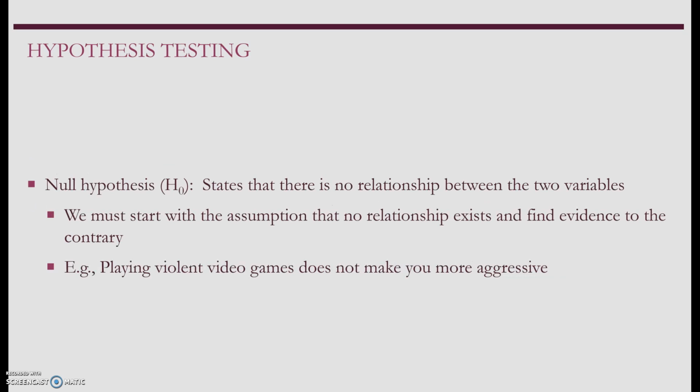The first type of hypothesis is the null hypothesis. This is what we always assume to be true until we find evidence suggesting otherwise. It just means we start with the assumption that no relationship exists, and we try to find evidence to the contrary. We assume playing violent video games does not make you more aggressive. That's the basic assumption. Now you find evidence to support the contrary.